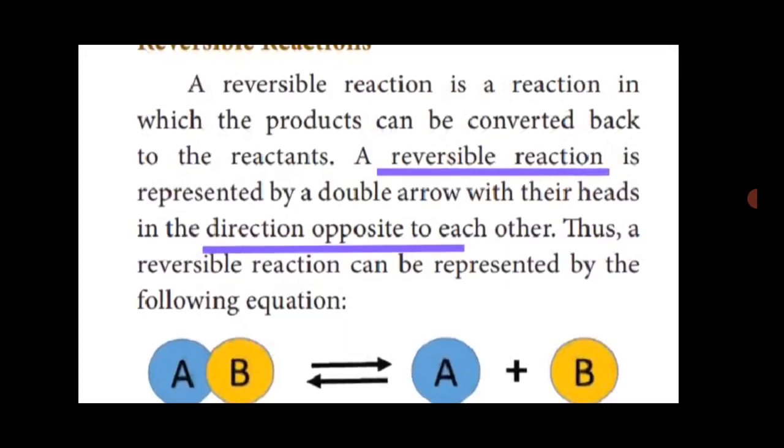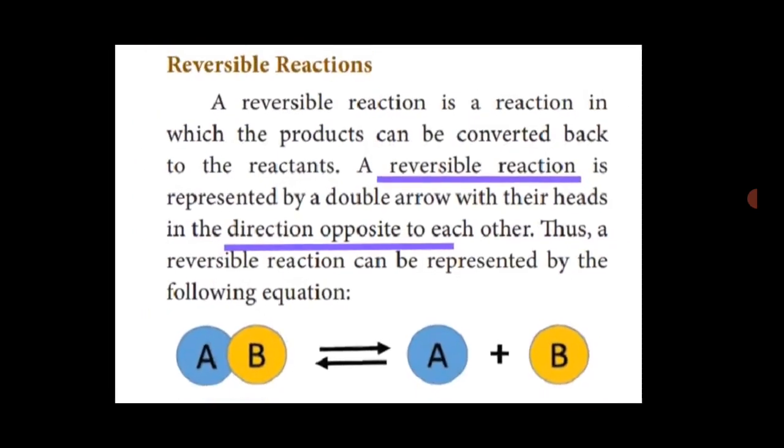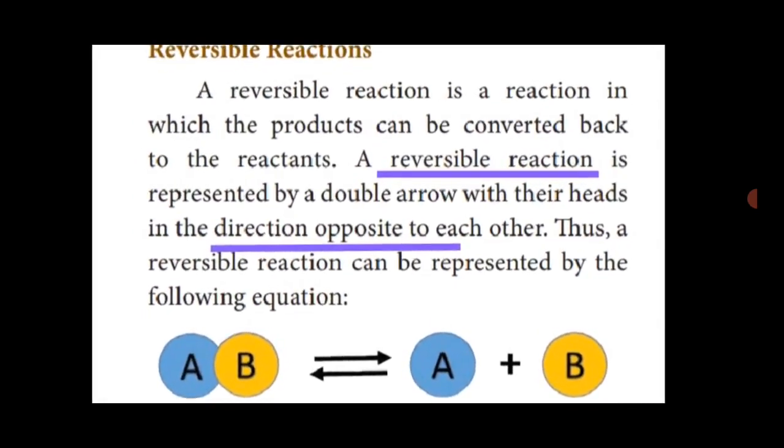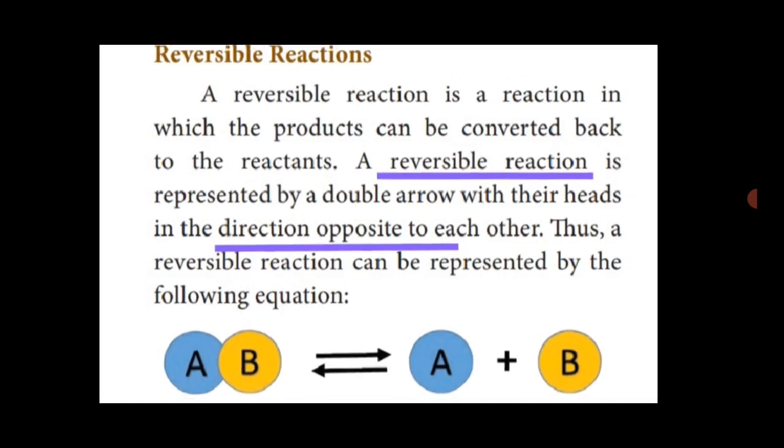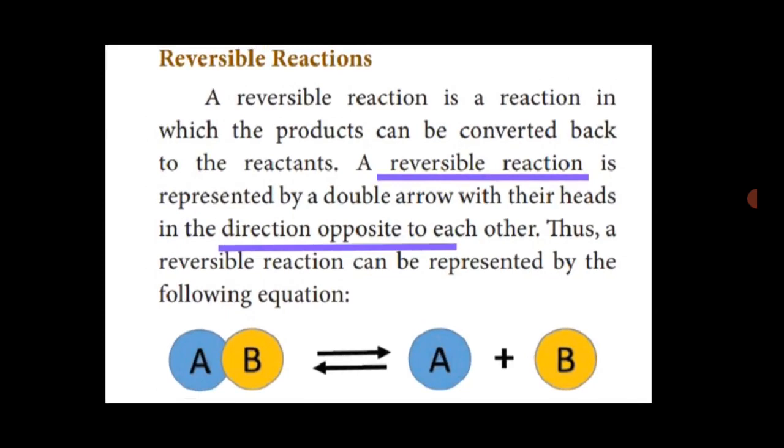That is, reactant can be changed into product. Product combines again back to reactant. This is called reversible reaction. The product can be converted back to the reactant. This type of reactions are called reversible reactions. The reversible reaction is indicated by double arrow marks, with the heads opposite to each other.